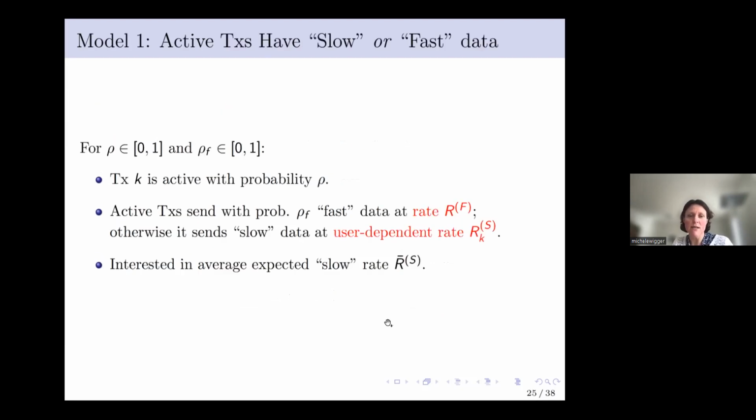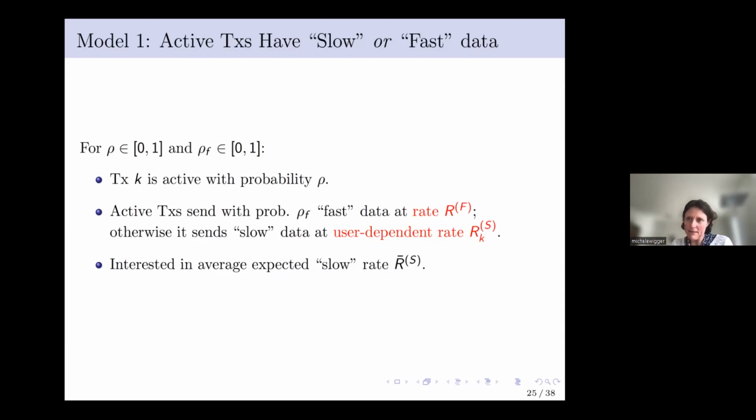The first one is that each transmitter, at the beginning of the communication, is active with probability rho. And if it's active, with probability rho f it has fast data to send, and with probability 1 minus rho f it has slow data to send. So each active transmitter is either slow or fast, and fast with probability rho f.